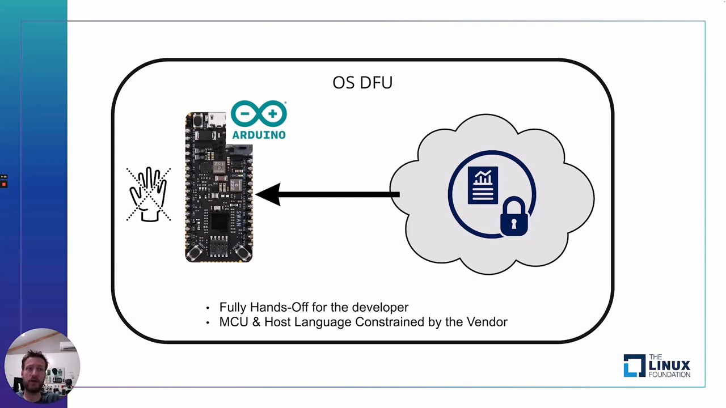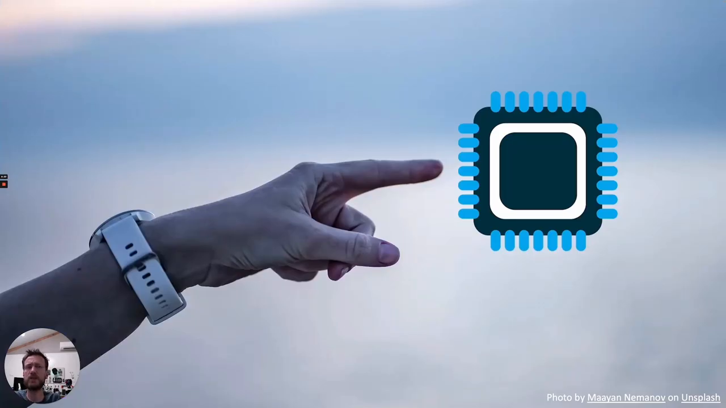In order for the vendor to make this experience hands-off, they have to place high guardrails in place and dictate a narrow set of supported hardware, programming language, and even IDE. To get the benefit of OS DFU, you do have to yield some of your freedom as a developer to the vendor. And the easiest way to tell whether or not a vendor uses an OS DFU approach is just to look at their hardware support for host MCUs.